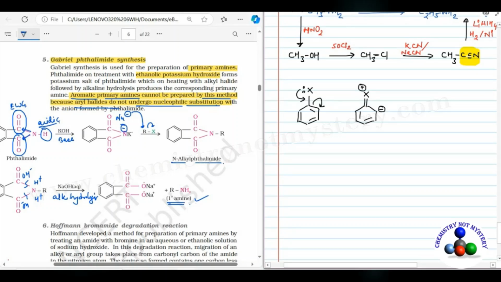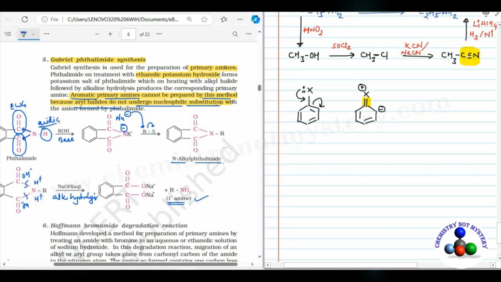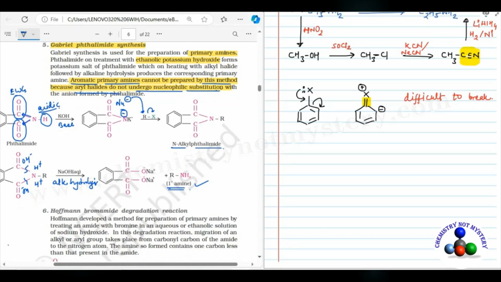So when you see in the resonance, the carbon-halogen bond acquires double bond character, and now this bond is difficult to break. Because this carbon-halogen bond acquired double bond character, it has become difficult to break. That's why it doesn't undergo nucleophilic substitution reaction with the formed phthalimide anion. That's why aromatic amine cannot be prepared by this method. Now come to the next method.